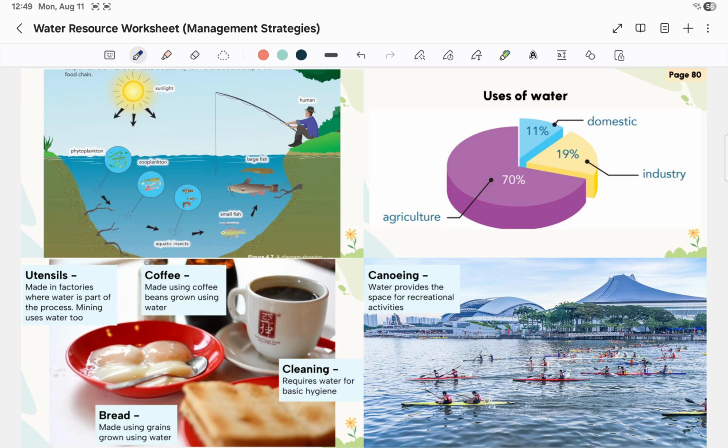So for uses of water, we focused mainly on domestic uses, industrial uses, and agricultural uses of water. We also looked at the recreational uses of water. And we looked at some examples to see how in our daily lives, even though we may not be drinking the eggs or the bread, water is a very integral raw material, a very integral resource that helps us live our daily lives.